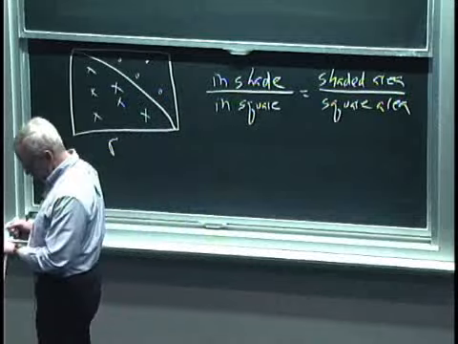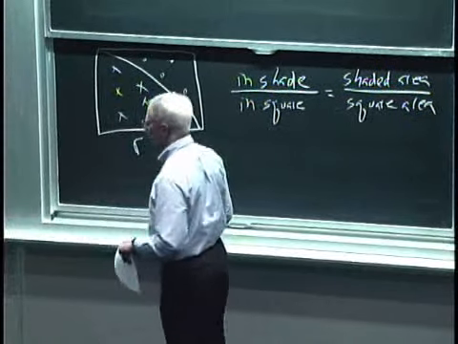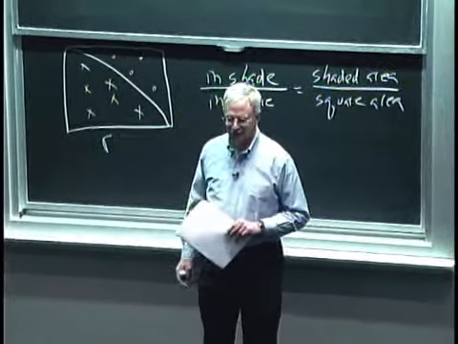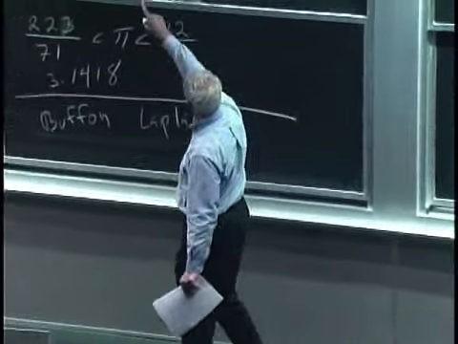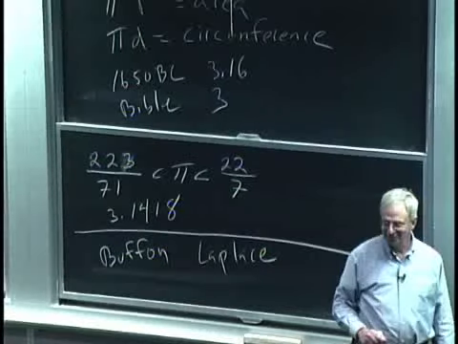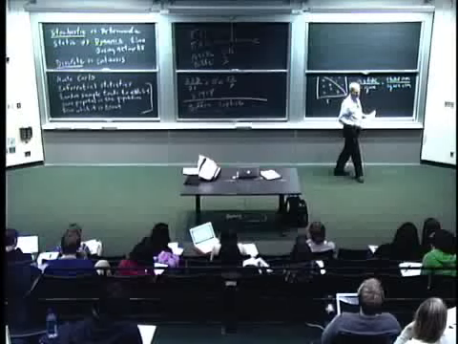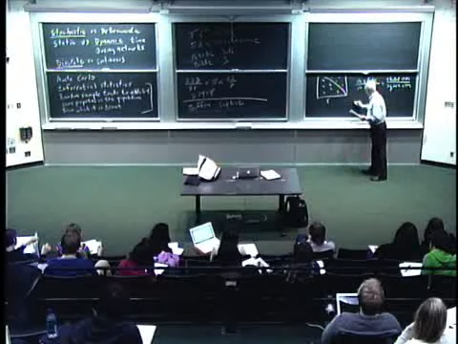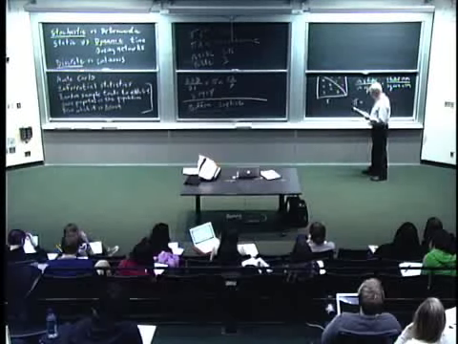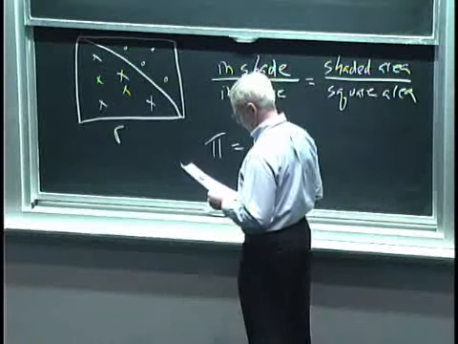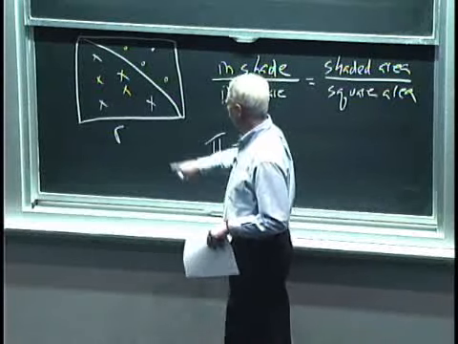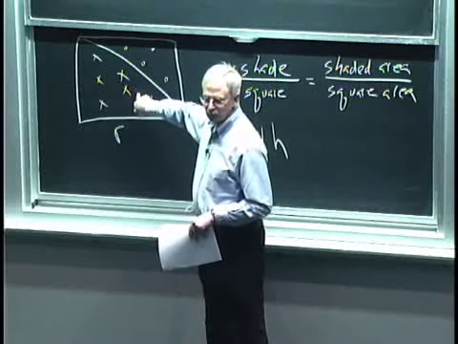And then, as you can see in your handout, a little simple algebra can take this, plus pi r squared equals the area. You can solve for pi, and you can get that pi is equal to 4h, where h is the hit ratio, the number falling in here.